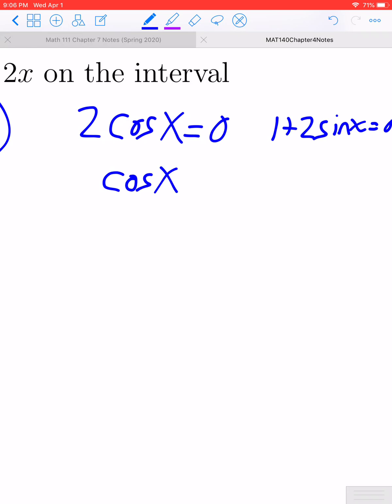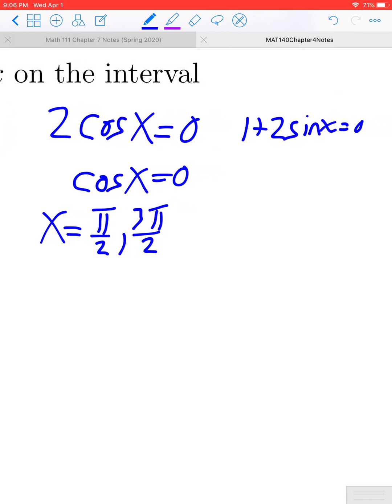For the first equation, just divide both sides by 2. We get the cosine of x equals 0. The solution to this equation between 0 and 2 pi would be x equals pi over 2, and also x equals 3 pi over 2. For the second equation, we need to get the sine by itself. You would just subtract 1 and then divide both sides by 2. We would get that the sine of x would be equal to negative 1/2.